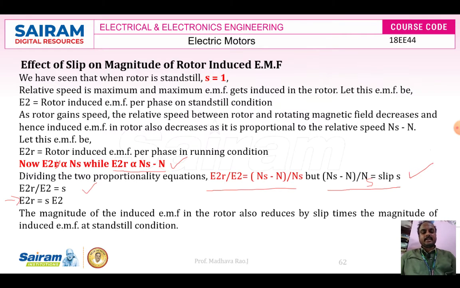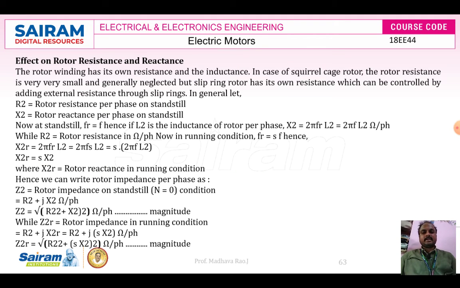And we will move to the next one, the effect on rotor resistance and reactance. The rotor winding has its own resistance and inductance. In case of a squirrel cage rotor, the rotor resistance is very small, generally neglected. But slip ring type rotors will have high resistance, since we add the external resistance to the slip ring.